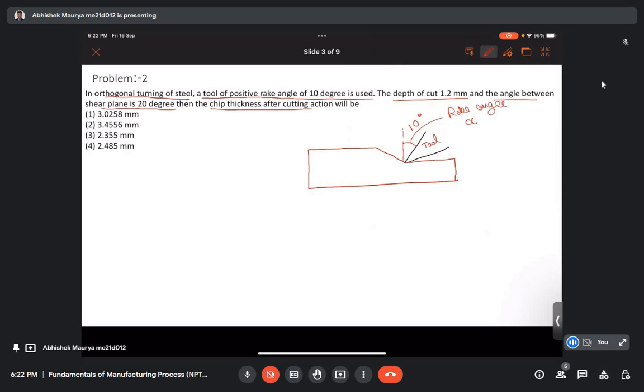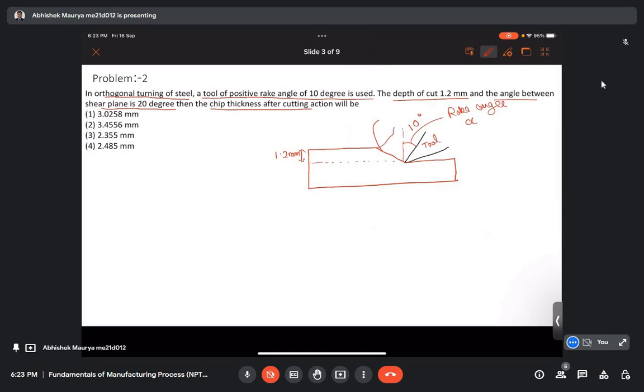And what else we are given? We are given depth of cut is 1.2 mm. Depth of cut means uncut chip thickness. That is this one. This is 1.2 mm. And what else is given? We are given the shear plane, the angle of the shear plane is 20 degree. Which is the shear plane? This is the shear plane.